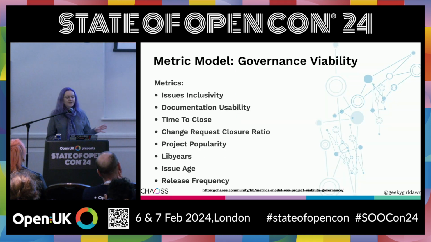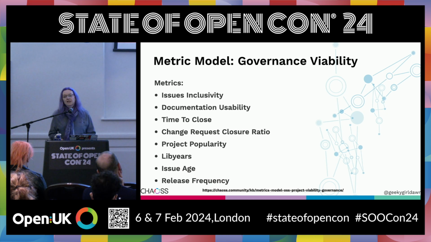Now, as I mentioned earlier, we have a viability metrics model for governance that's designed to look at several areas to see if the project is well governed and that the maintainers and project leaders are taking good care of the project. These metrics look at things like issue inclusivity, which looks at whether issues are well labeled to make it easier for people to find something to work on.